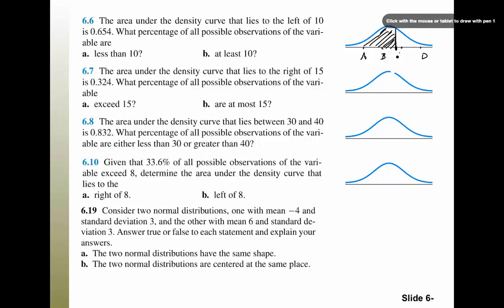I can't write today. Okay, and so then this area is, and then this area over here, whatever 1 minus, right? This is the complement principle. Everything else, 1 minus 0.654. And 10 is right there, or some value really close to there.